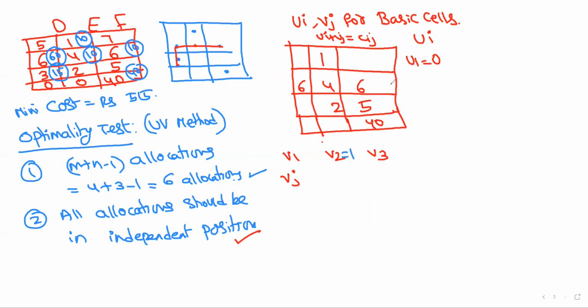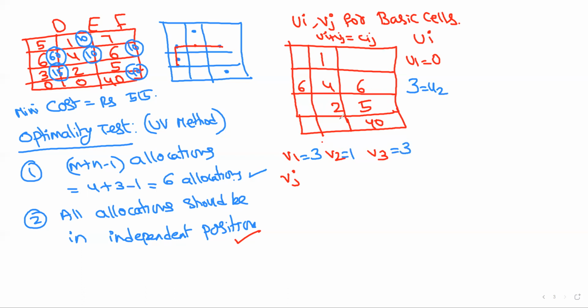Now 6. Second row is not there, first column also not there. We can't do anything. For 4, the row is not there, but the column is there. What is the column here? 1. 1 plus something is equal to 4. 1 plus 3 is equal to 4. So I got u2. Next, we'll go for 6 back. For 6, row is there, 3. So obviously column becomes 3 only. 3 plus 3, 6. And again here for 6, here 3 is there, so 3 plus 3, 6.